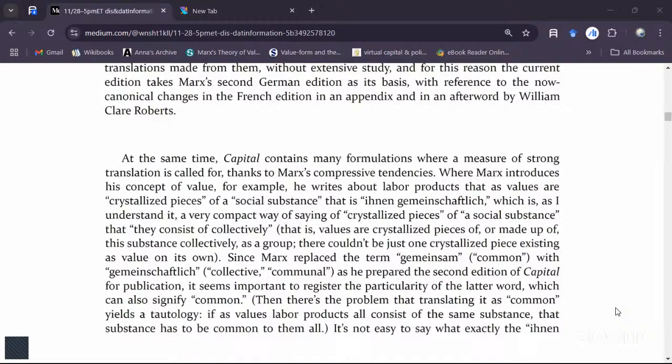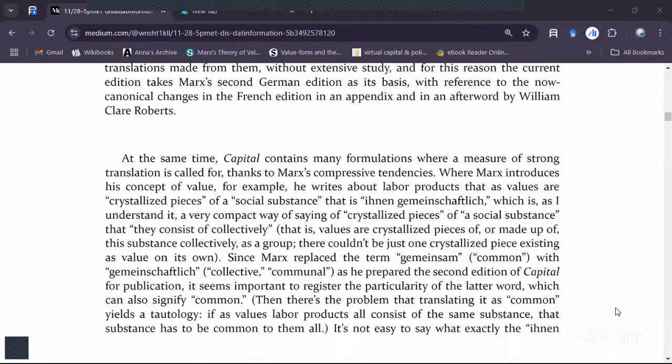Common is really important because, without going into a big lexical thing, it is also about things that are held in common, owned in common, communicated in common. There is a kind of communitarian element suggested by this idea that it's crystallized pieces of a social substance. They have that implication, that kind of semantic thing going on.